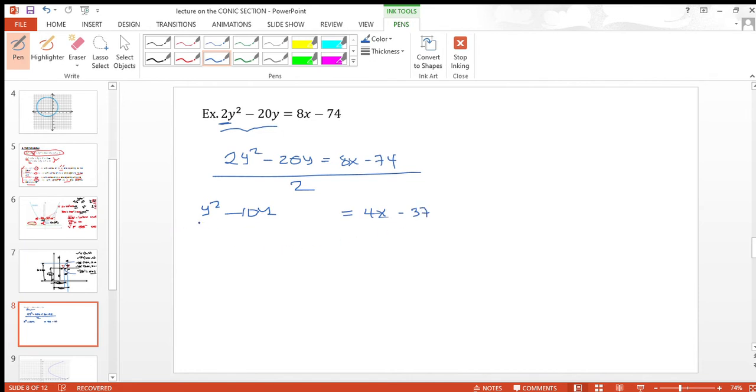Then after that, we now proceed with, again, let's complete the square. So we always add. We get the coefficient of y, 10 divided by 2, 5, then we square it. And whatever you have added on the left side, make sure you also add it to the other side of the equation.